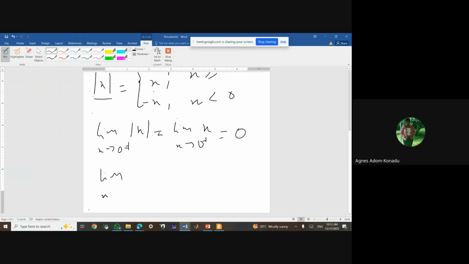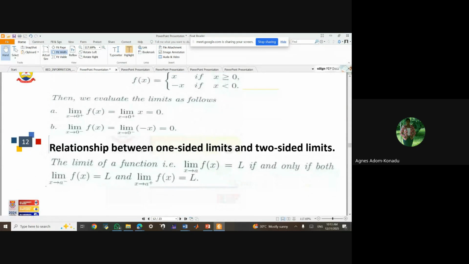Then I have the limit as x approaches 0 from the left of this function. This is the same as the limit as x approaches 0 from the left of that one. We saw that if it's from the left, I'm going to get negative x, and this will also give me 0. So the limit from the right of absolute x gives positive x, and that is 0. Approaching from the left gives negative x, and this is equal to 0.